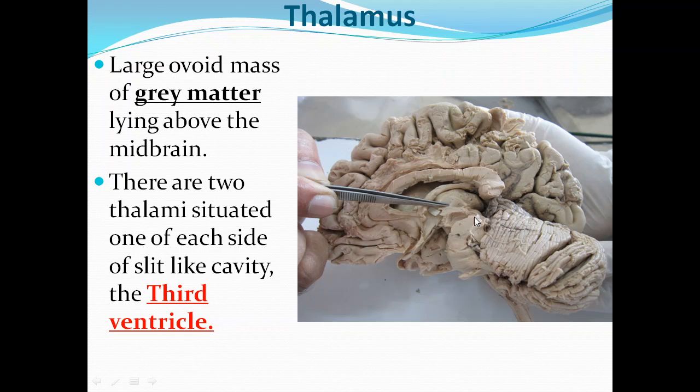Thalamus is separated from the midbrain by a small amount of nervous tissue known as subthalamus. There are two thalami, one on each side of the slit-like cavity of third ventricle. So here this cavity is known as third ventricle. Lateral to this cavity there is thalamus. So remember one thing, there are two thalami situated one on each side of the slit-like cavity of third ventricle.